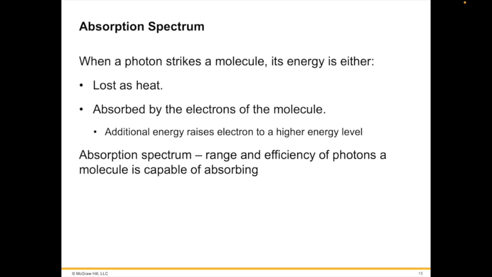A specific atom, therefore, can absorb only certain photons of light, namely those that correspond with the atom's available energy levels. As a result, each molecule has a characteristic absorption spectrum, the range and efficiency of photons it is capable of absorbing. So as mentioned earlier in the section, pigments are good absorbers of light in the visible range. Organisms have evolved a variety of different pigments, but only two general types are used in green plant photosynthesis: chlorophylls and carotenoids. In some organisms, other molecules may absorb light energy.